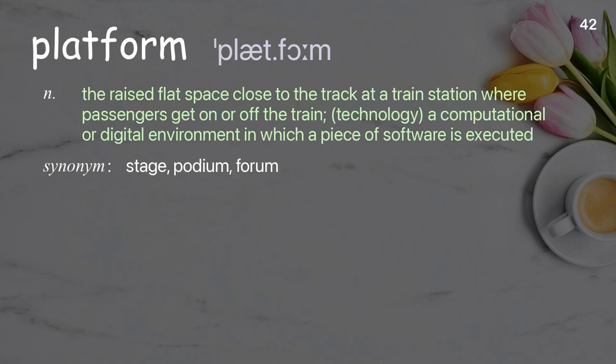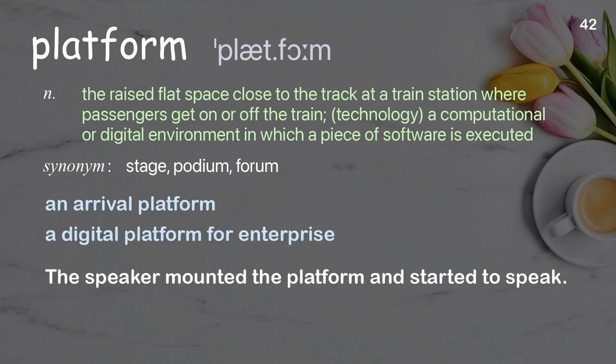Platform. The raised flat space close to the track at a train station where passengers get on or off the train. Technology: a computational or digital environment in which a piece of software is executed. Examples: an arrival platform, a digital platform for enterprise. The speaker mounted the platform and started to speak.